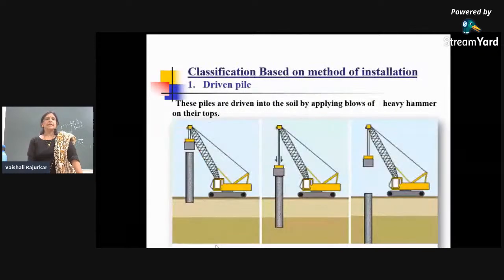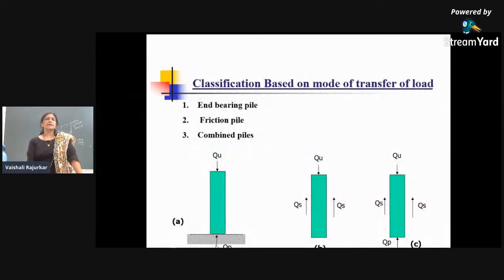Then the next classification, which is the most important classification, is based on the mode of transfer of load, right? This classification is important from the structural point of view. Here we have end bearing pile, friction pile and combined pile. First we will discuss the end bearing pile.